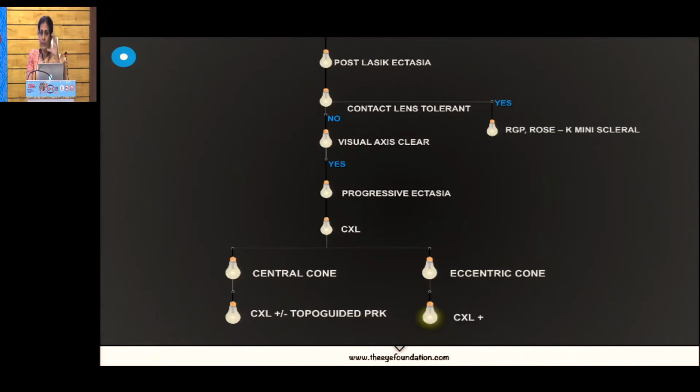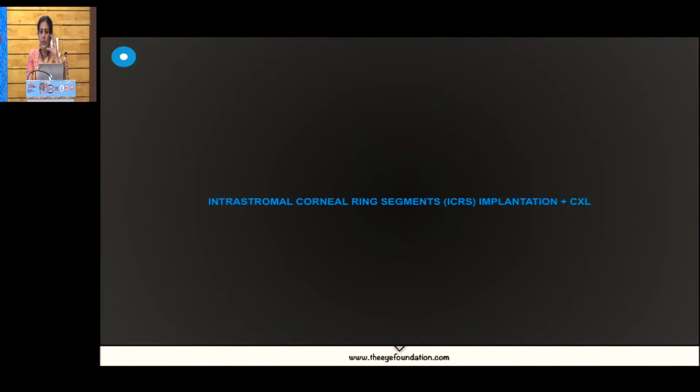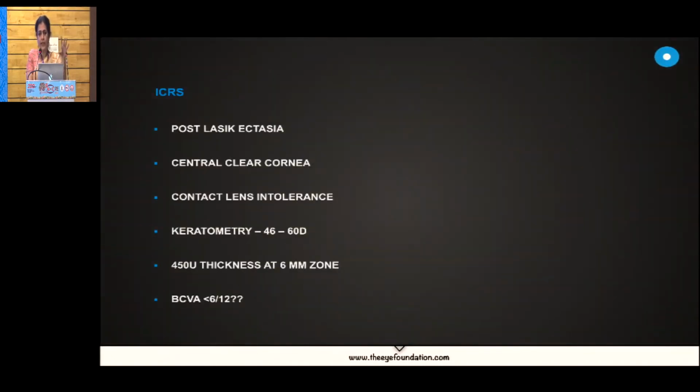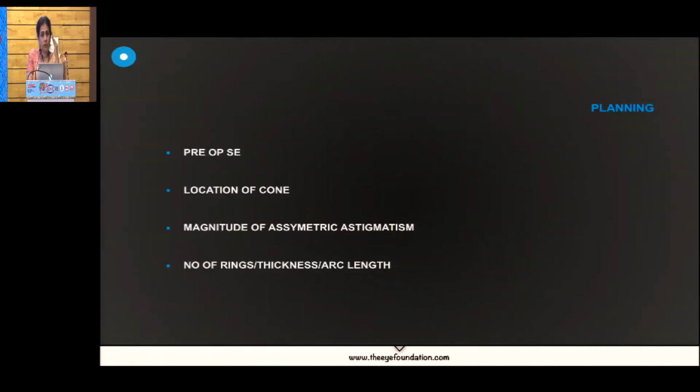But then, if it is an eccentric cone, how would you do? Intrastromal ring segments are the answer for this, whether it's an ectatic eye or a non-ectatic eye. So post-LASIK ectasia too, it has a role to play. You need to have a clear central cornea and a steep keratometry, no doubt. And these are eyes where the BCVA is not doing too good. You can't do a topo-guided PRK and solve the solution. You need to enhance its quality of vision because the cone is away from the physiological position.